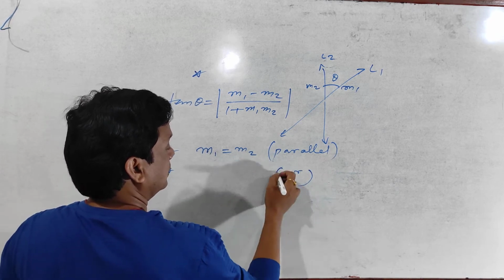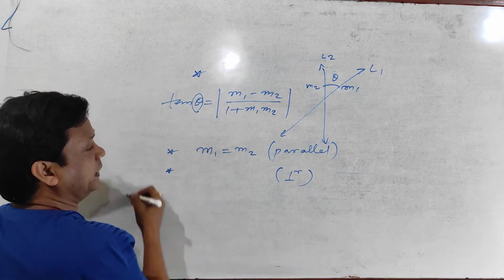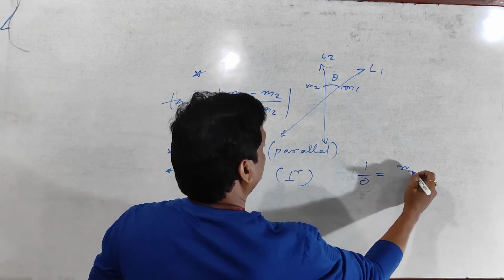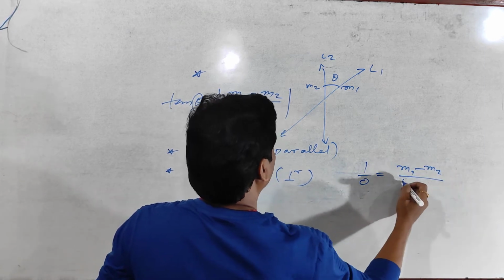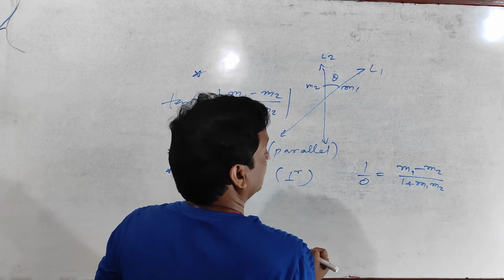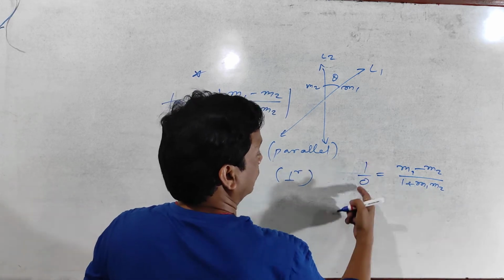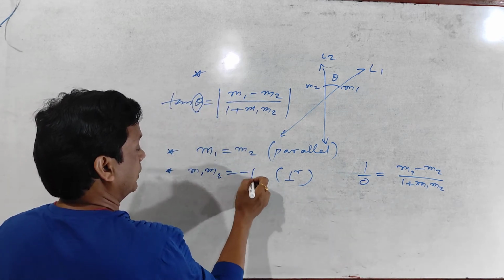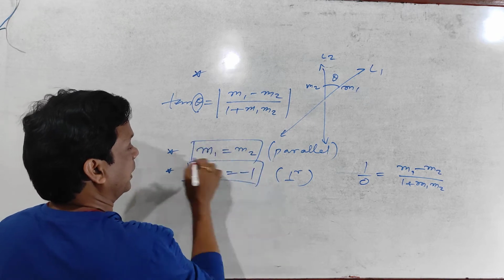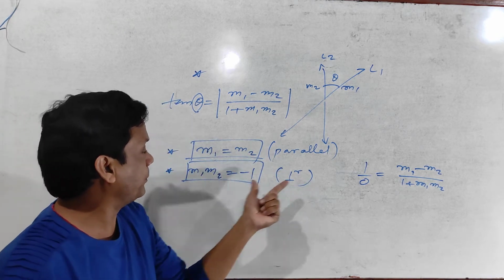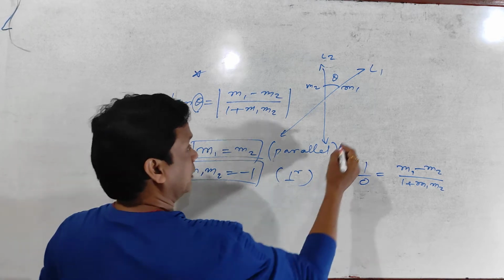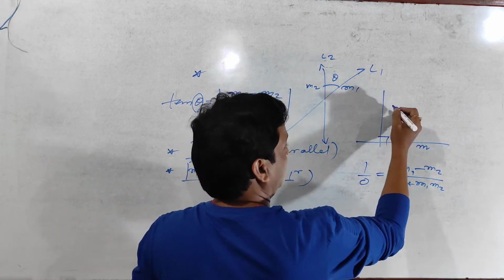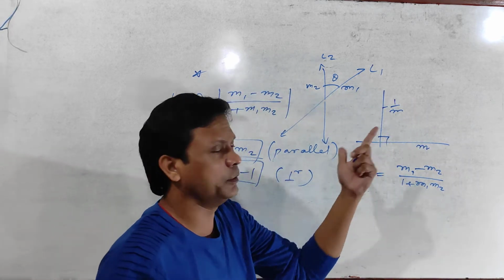And for the perpendicular case, see here, the two lines are perpendicular, that means theta is equal to 90 degrees. So tan 90 is infinity. Infinity means 1 by 0. So 1 by 0 is equal to (m1 minus m2) divided by (1 plus m1 m2). That means 1 plus m1 m2 is equal to 0. So m1 m2 is equal to minus 1. So this is the case of perpendicular, and this is the case of parallel. For parallel, the slopes will be equal, and for perpendicular, m1 m2 is equal to minus 1. That means if the two lines are perpendicular, and the slope of one line is n, the slope of the other line will be minus 1 by n, so the product will be equal to minus 1.